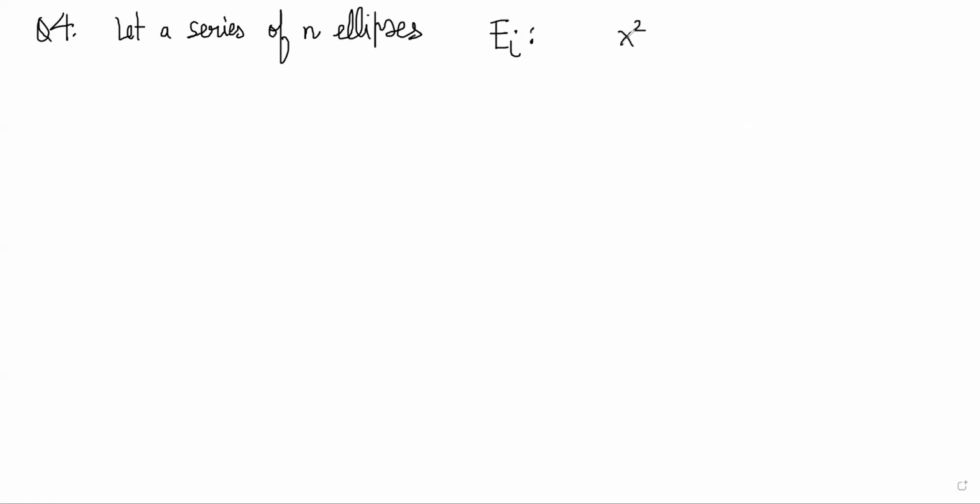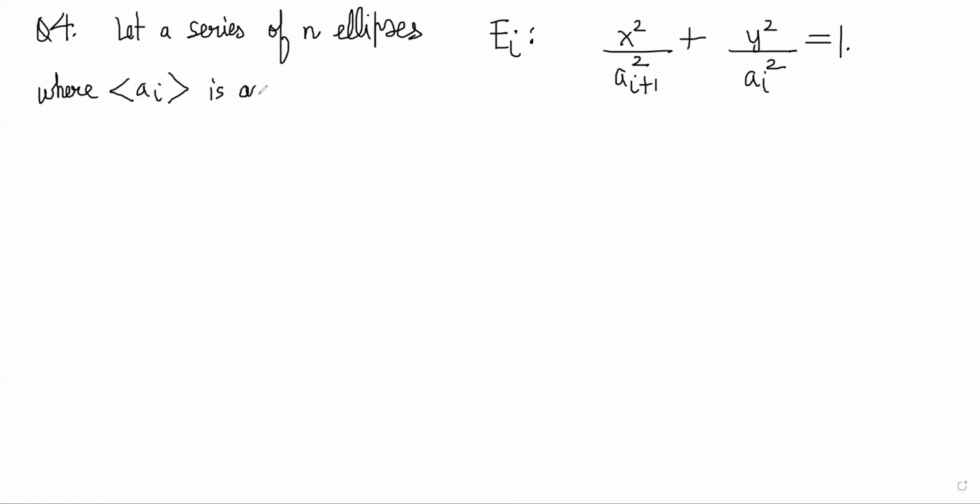Let's go to the next problem. Question 4. It says, let a series of n ellipses be there with E_i, the ellipse i, is x squared by (a_i plus 1) square plus y squared by a_i square equals 1, where a_i is an increasing GP with common ratio of 2.